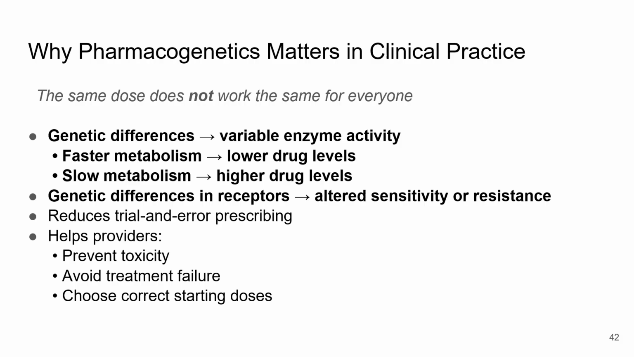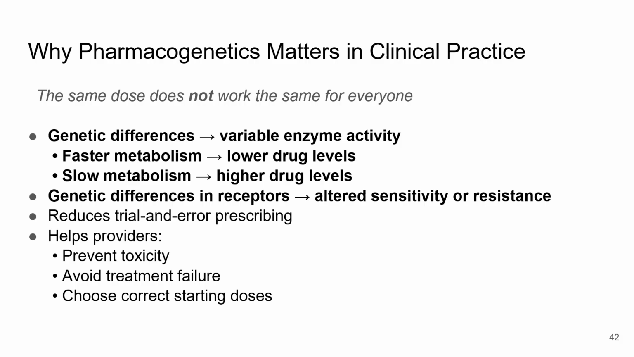Other patients are very slow metabolizers. They clear drugs from their system more slowly, which can cause higher drug levels and increased risk of side effects or toxicity at standard doses. Genetic differences can also affect the drug receptors. Some patients may be more sensitive to a drug, while others may be less responsive or even resistant due to genetic variation in their drug receptor, even when the drug level is adequate.